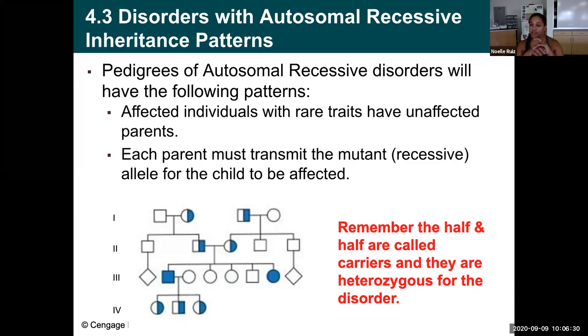So if you remember, the half and half are called carriers, and they are the heterozygotes for the disorder. And if you see a picture of a pedigree with circles and squares that are half filled in, an autosomal recessive is the inheritance pattern. This is what you guys are going to be doing on your quiz and on your test. You're going to be looking at these pedigrees and picking out the inheritance patterns.